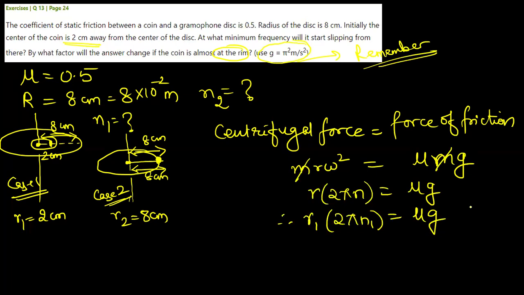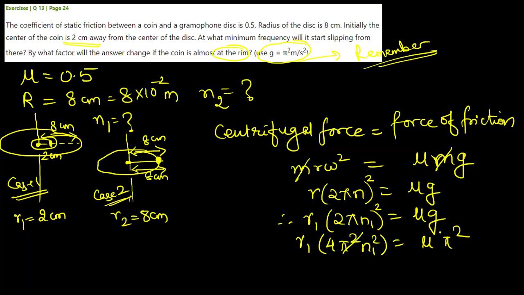So I need to find n1. It will be squared, because it is omega square, so the bracket is squared. So r1 into 4 pi square n1 square equal to mu into, in place of g, pi square. I opened the bracket: 2 pi n1 whole square becomes 4 pi square n1 square, equal to mu pi square.